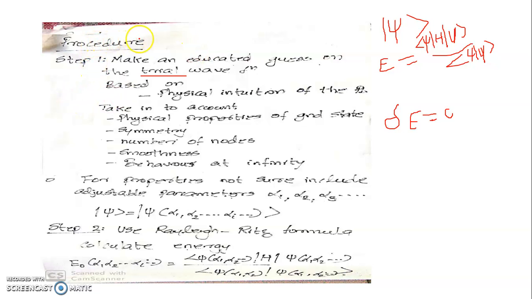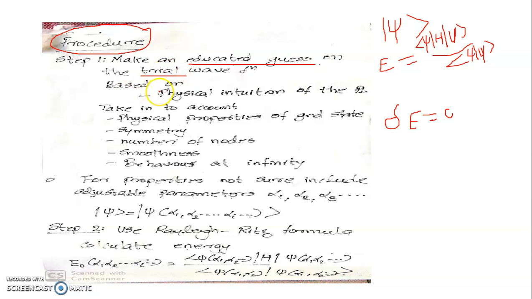To apply the variational method, we will follow a systematic procedure, and I have written here the step-by-step procedure to be followed. In the first step, we will have to make an educated guess. It's not a mere guess. We will be invoking many parameters, ideas and concepts about the problem to be solved while making this guess of the trial wave function. That is why this guess is referred to as a genuine guess or an educated guess.